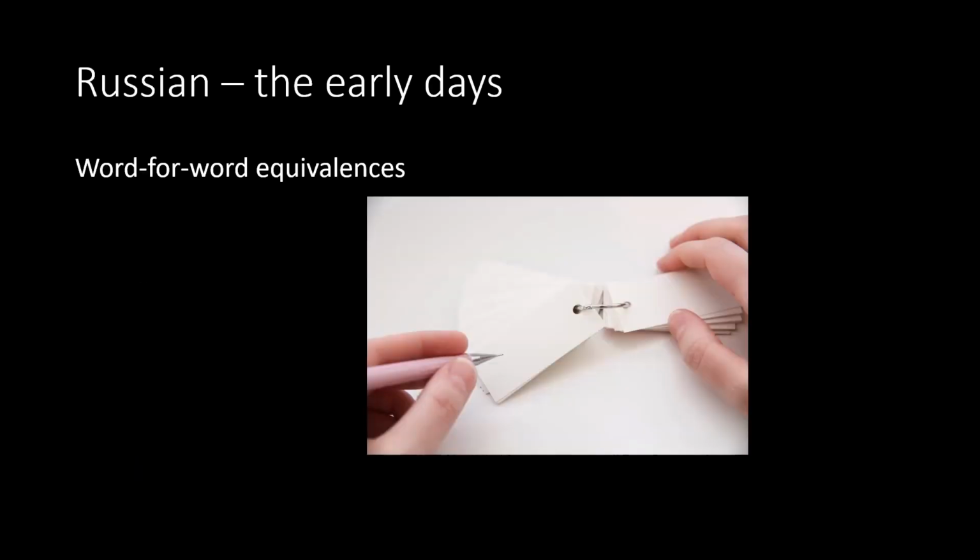In the early days of studying Russian, I learned words by learning the English equivalent or by learning to match the words with pictures. I think this is okay as a beginner, but when you're able, you should try to move away from word equivalency translating.